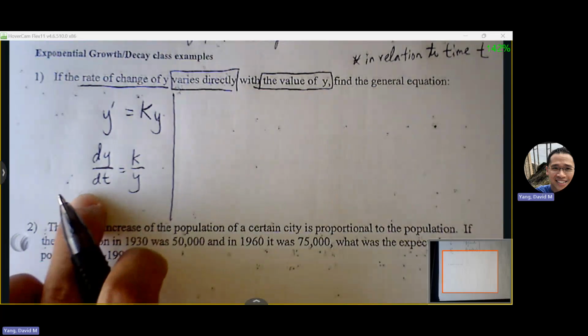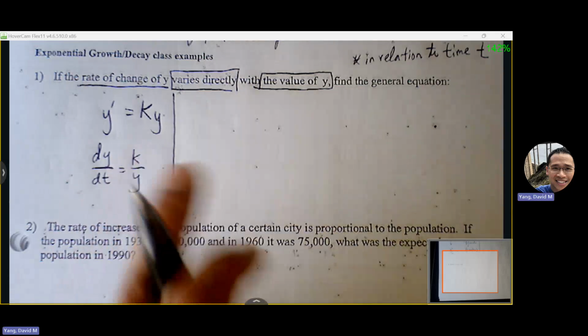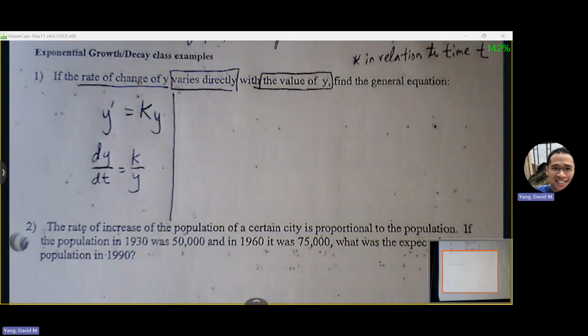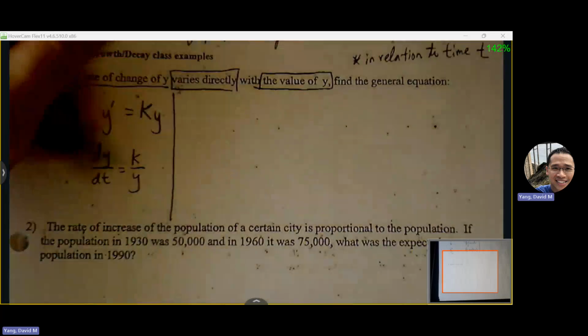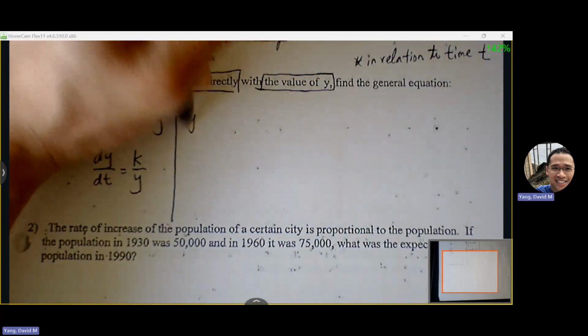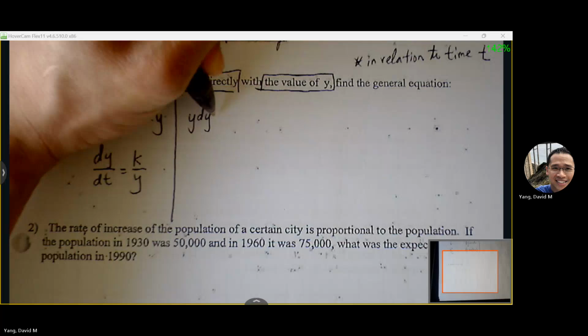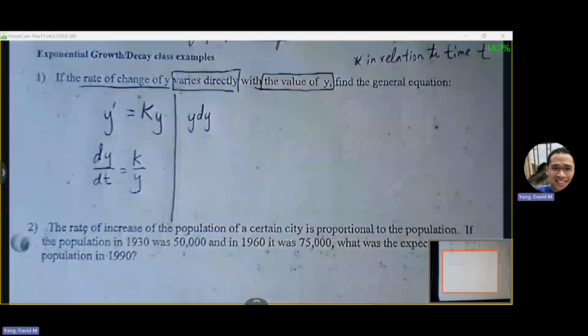Okay, so let's cross multiply. Remember, k is just some numeric value. So treat k like you would like a 5 or 6 or 8. Okay, so cross multiply here. So y dy. Wait, I'm sorry. I did not write my equation correctly. It's back up. My bad.